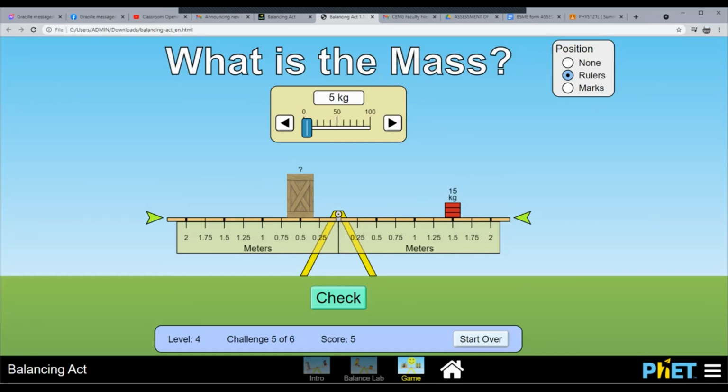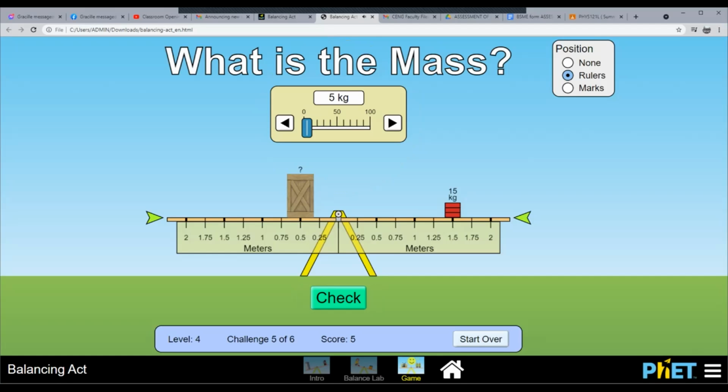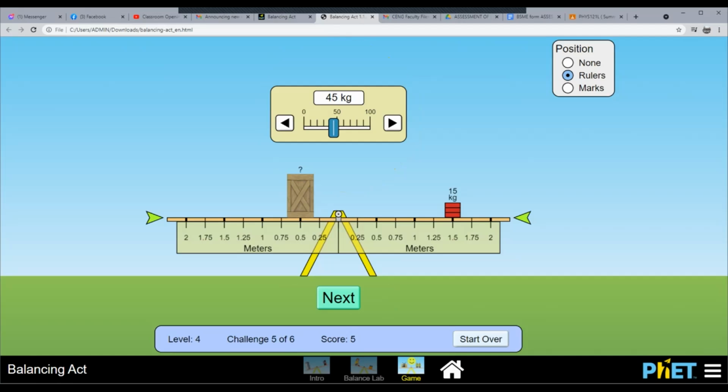Okay, so let's check. 60 po, ma'am. 60 kilogram. Still incorrect. 45 po, ma'am. Okay, very good. 45 kilos. Okay, 45. Next.